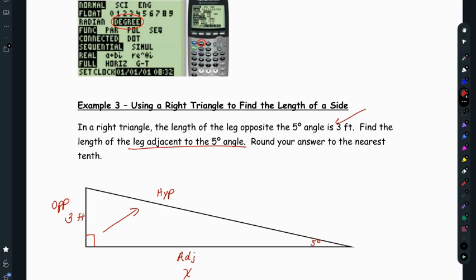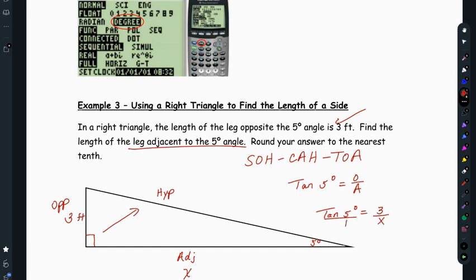Now the next question we have is, which trig function am I going to need? I'm going to write my acronym. Now I'm going to be using O and A. So I need to decide which one of these uses O and A. Sine uses O and H, cosine uses A and H, and tangent uses O and A. So we know we're going to be using the tangent. So we're going to write the tangent of 5 degrees is equal to our opposite over our adjacent. The tangent of 5 degrees is equal to, in this case, 3 over x.